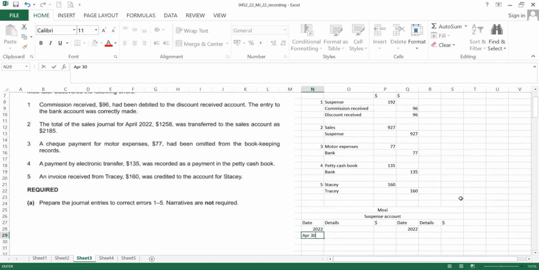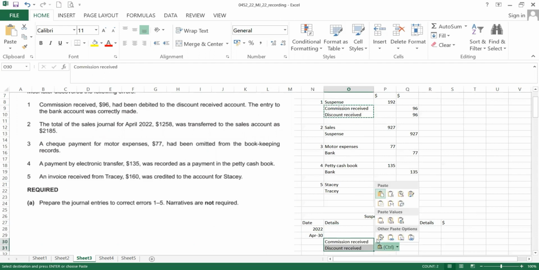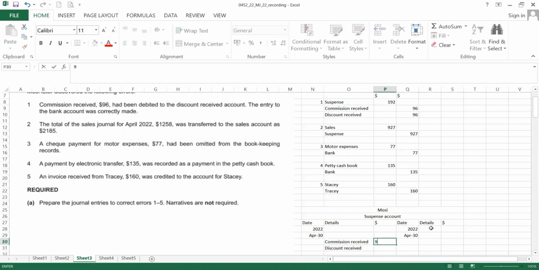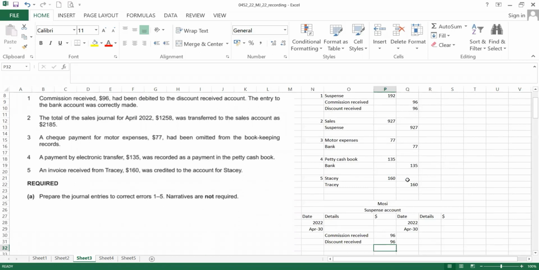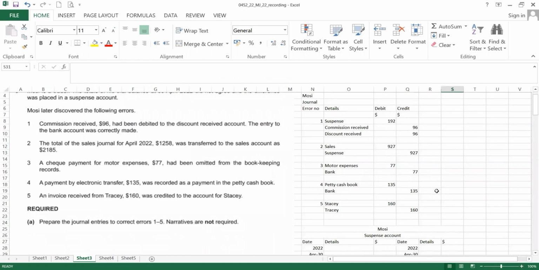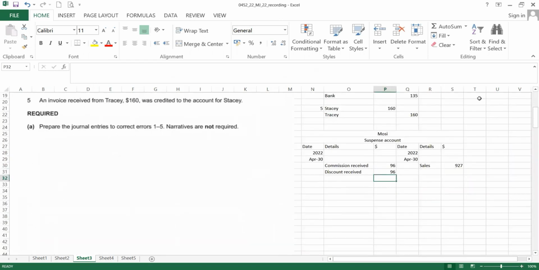April 30th. Opening, we don't know, leave it first. Okay, here suspend. So we got to put in 96. So next is that credit suspend, which is the sales. Sales 927, and then suspend no more, only this few of it. So calculate the total first.